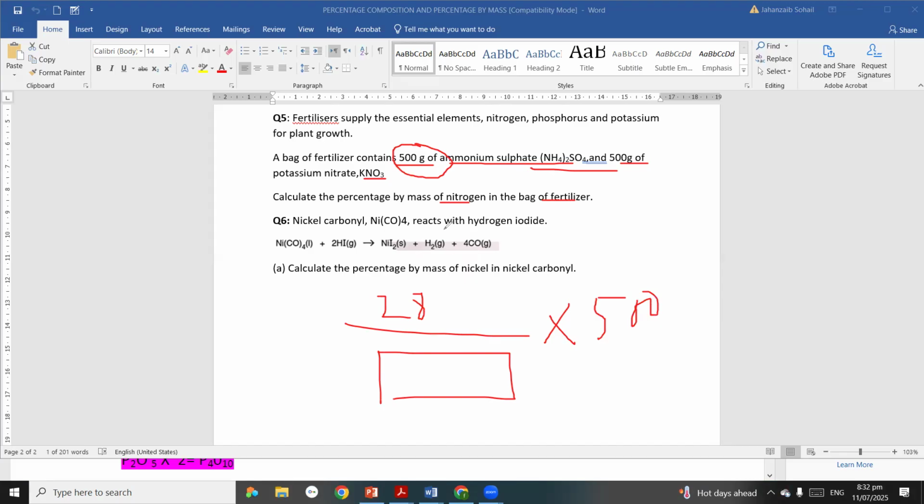So this is a little bit different question I told you. If you are not told how much the fertilizer bag contains, then you will multiply by 100. But if you are asked to calculate for a fertilizer that contains 500 gram, 1 kg, whatever, then you will multiply by that given value and calculate the percentage. Is it clear? So any confusion in these sort of questions? No. You will easily calculate percentage by mass.